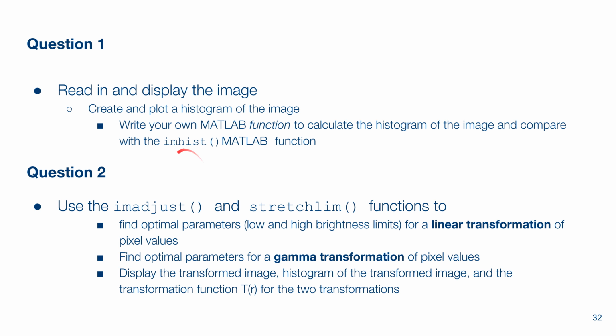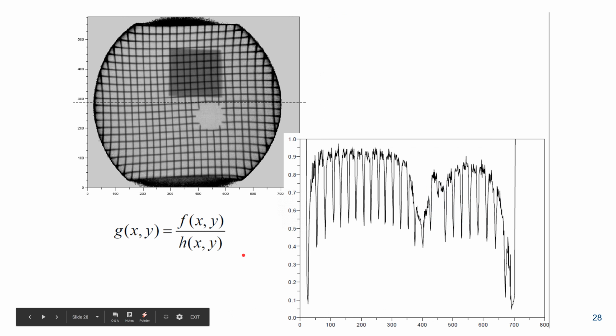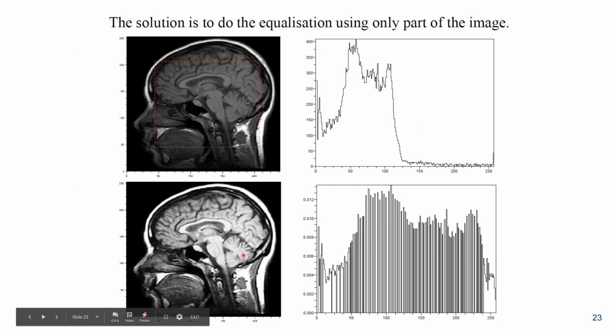Question 2 is about applying the imadjust and stretchlim functions to those images. Okay, so I want you to find the optimal parameters, the low and high brightness limits for a linear transformation of pixel values. Okay, again, go back and have a look at the notes. And then to perform the gamma transformation. So remember the gamma transformation.